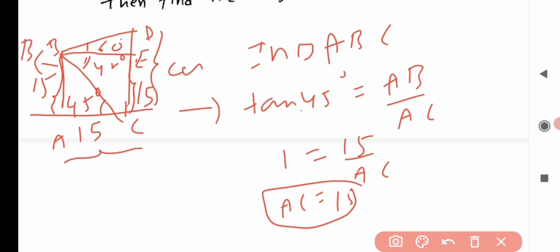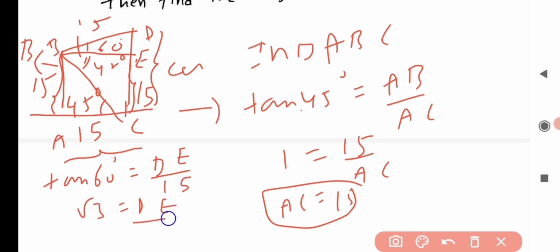Here AC value is 15. So BE also 15. So next in triangle BED, tan 60 equals opposite DE by adjacent BE. BE value is 15. So tan 60 value is what? Root 3 equals DE by 15. Then DE equals 15 root 3.